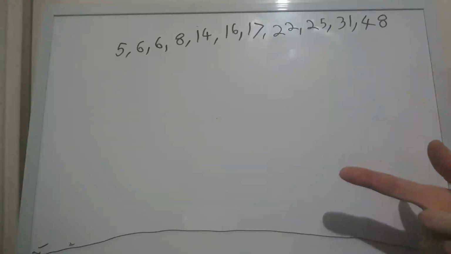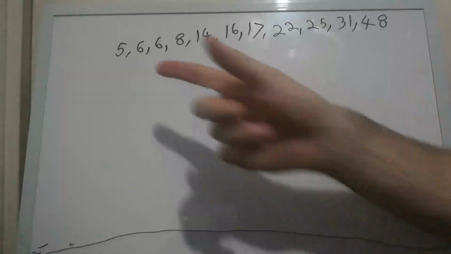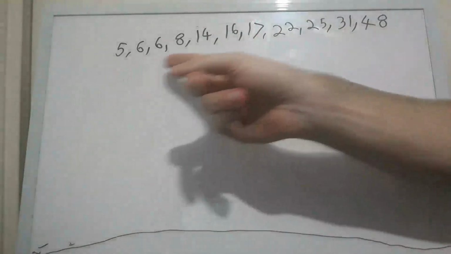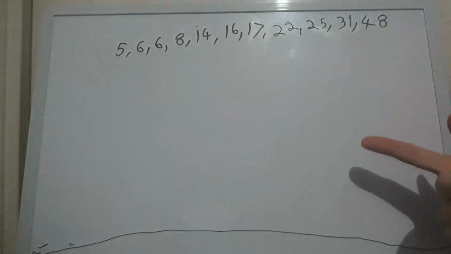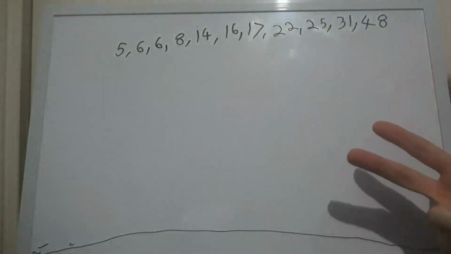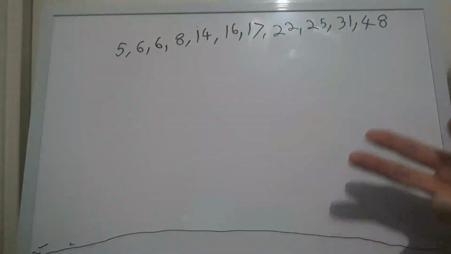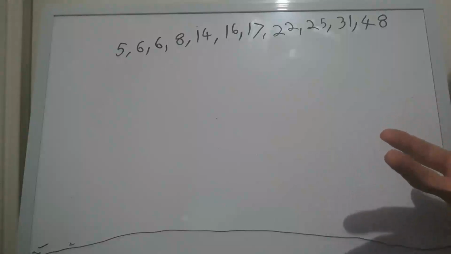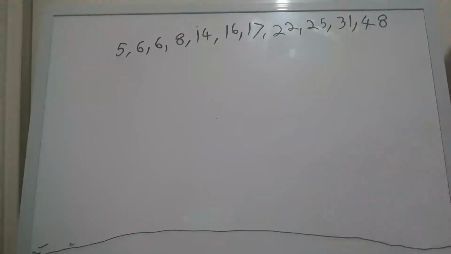The median is the number in the middle of this data set. I've written this in order to make the middle much easier to find. And the mode is the most frequent or most reoccurring value in the data set. So in this case, 6 is the only value that recurs, so 6 would be the mode of this data set. But let's talk about the median first.